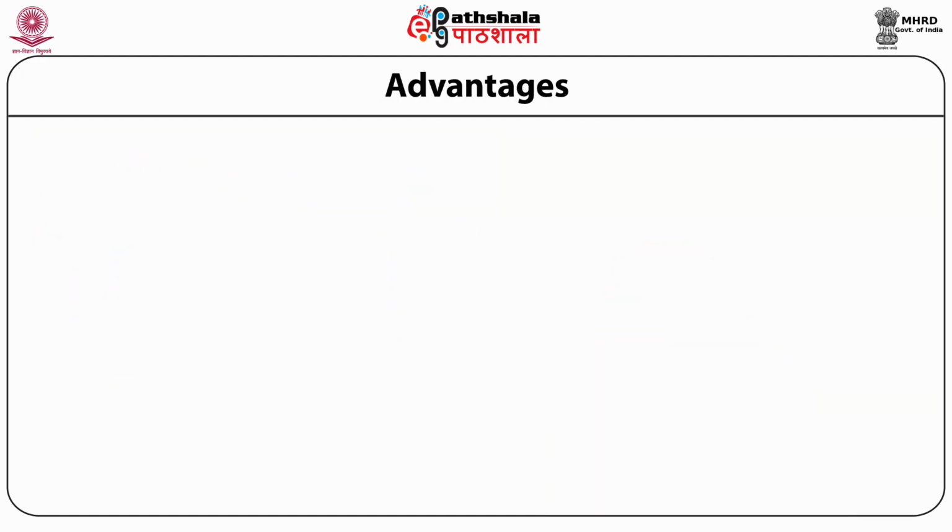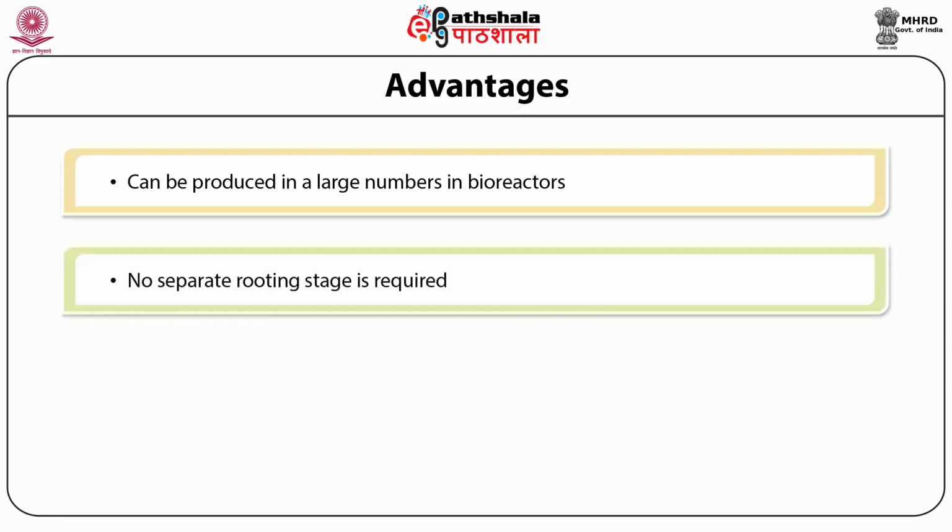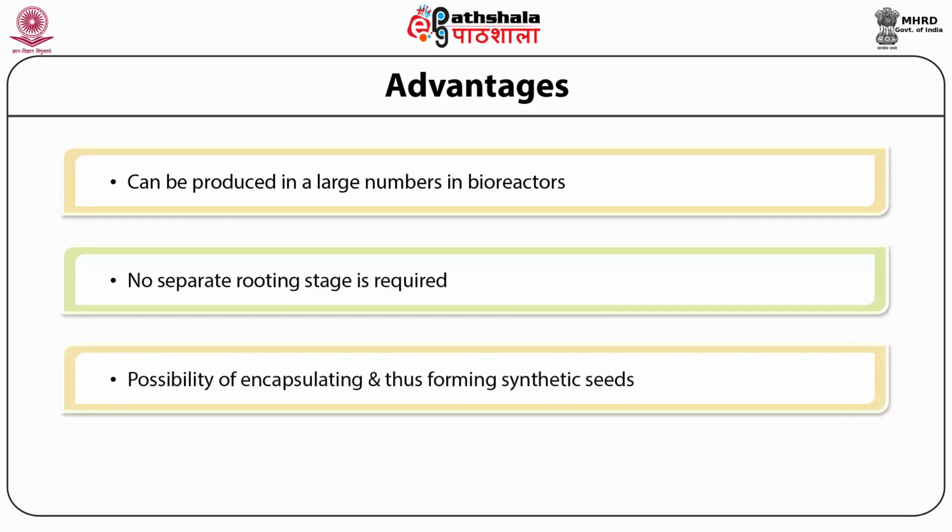The other advantage of somatic embryogenesis is that you can produce it in bioreactors. Of course, you have learnt about bioreactors in the chapter on organogenesis. So a large number of embryos can be produced, and thus a large number of plants. You don't require a separate rooting stage. And another concept was that we can encapsulate these embryos in rich food, something to replace endosperm, and thus they can be used just like the seeds which we use. However, this is still more of a concept. We have not commercialized it.